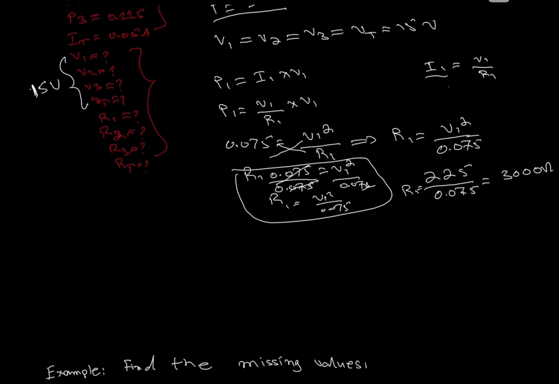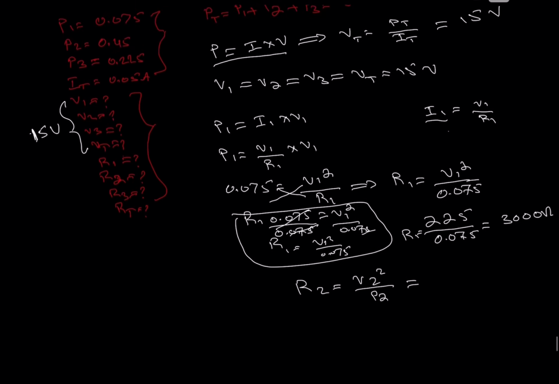Now let's try the same exact method with R2. R2 will be equal to V2 squared over P2, and that will give me 225 divided by 0.45. That will give me 500. Okay, let's write it down. That's 15 squared divided by 0.45, which is 225 divided by 0.45. R2 will be equal to 500 ohms.